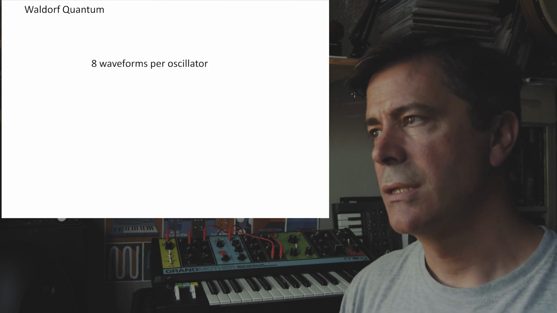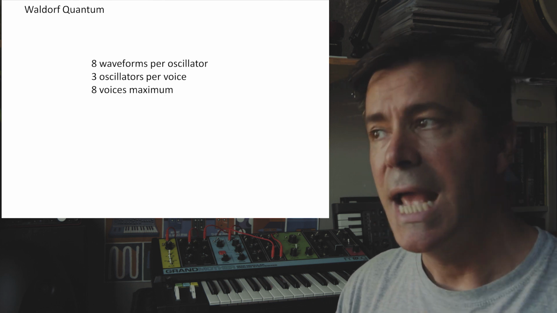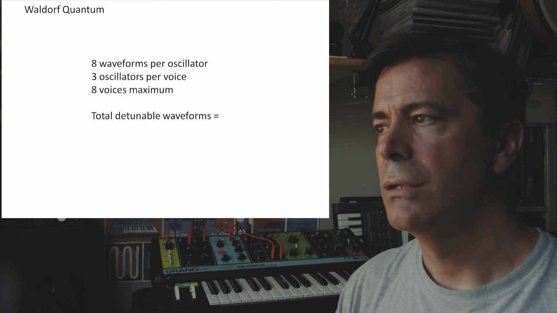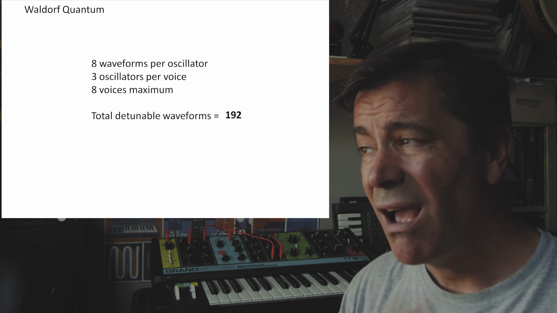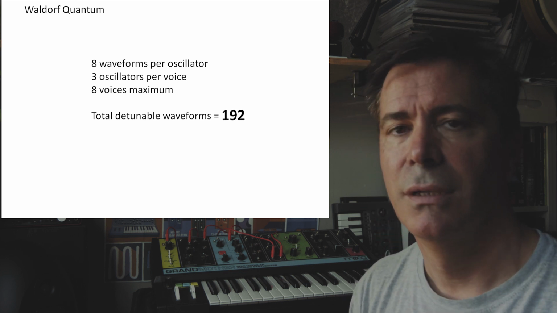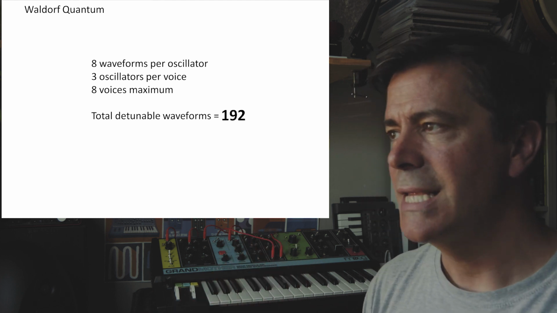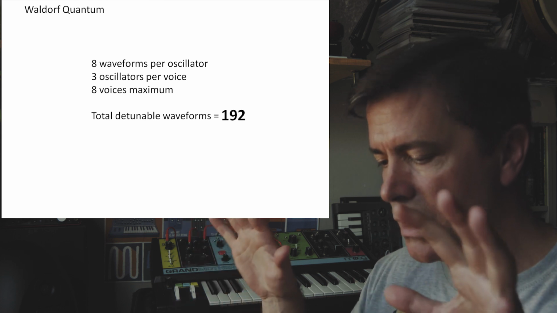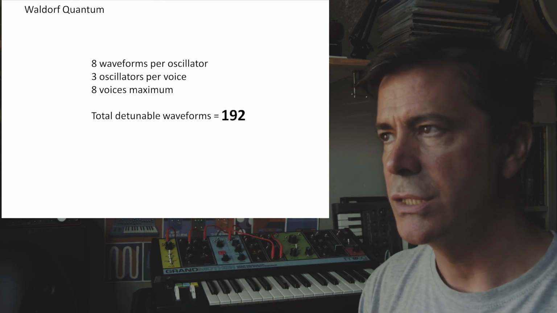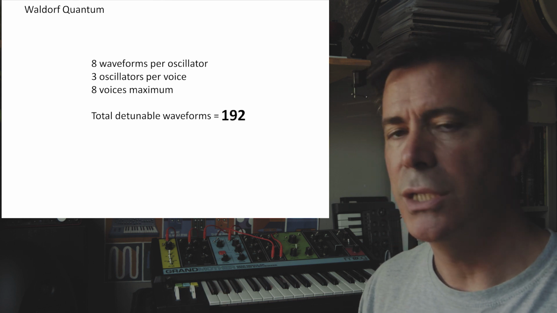So the maths: 8 waveforms per oscillator, 3 oscillators per voice, 8 voices maximum. Total number of detunable waveforms is 192. It's a massive, massive number. That is how many waveforms that you can hear if you set up your 3 oscillators with 8 waveforms per oscillator. It's absolutely huge.